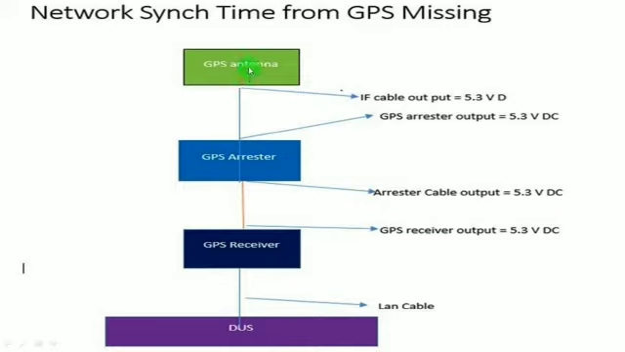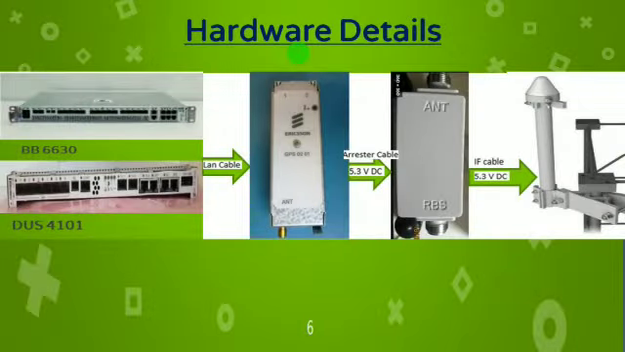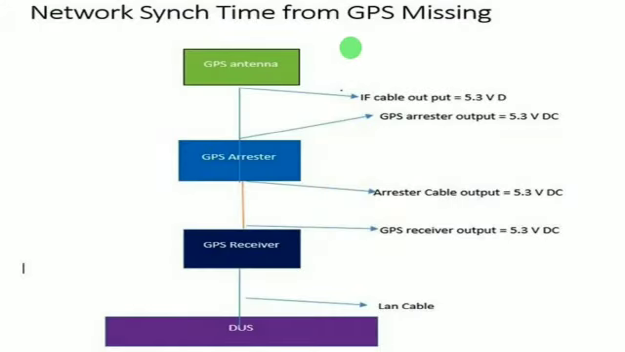So guys, this is the step-by-step procedure to resolve the network sync time from GPS missing alarm. Let's suppose you are not receiving the output at any one of the interfaces, like the GPS arrestor output, IF cable output or GPS receiver output, we have to replace the corresponding interface unit.